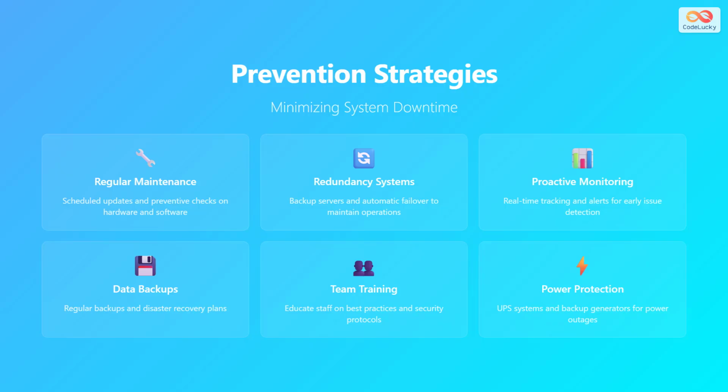Regular data backups ensure information can be recovered if systems fail. Training employees on best practices and security protocols prevents many human errors. Power protection using uninterruptible power supplies and backup generators keeps systems running during power outages.